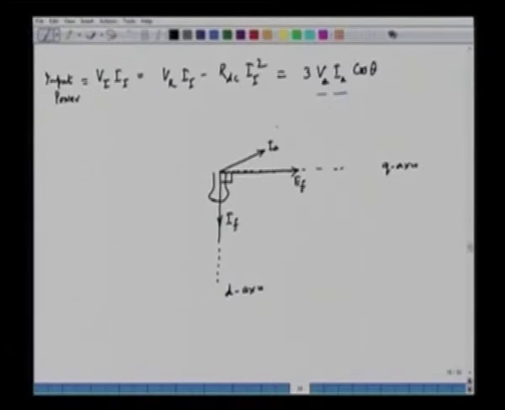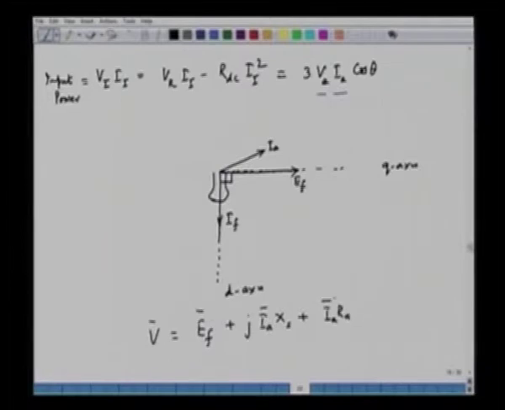So, if this is the armature current, we know that in case of a motor, we can write down this equation, that the applied voltage V is equal to EF plus j IA XS plus IA RA.